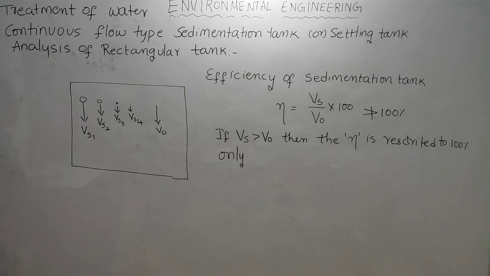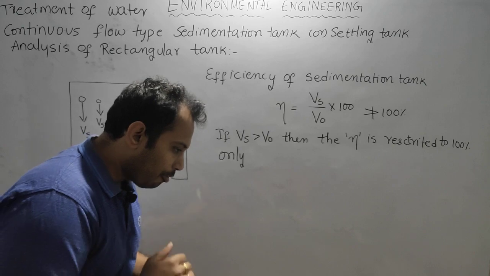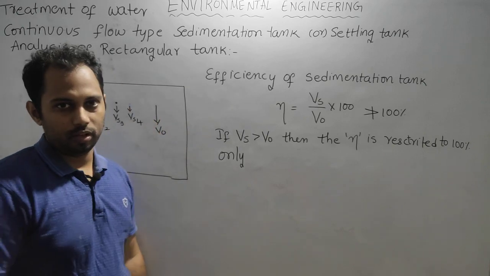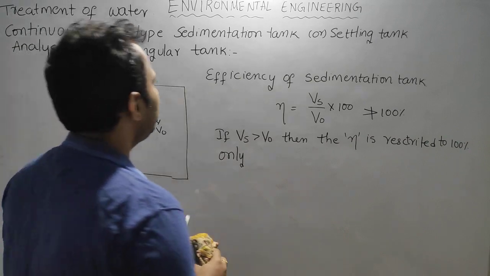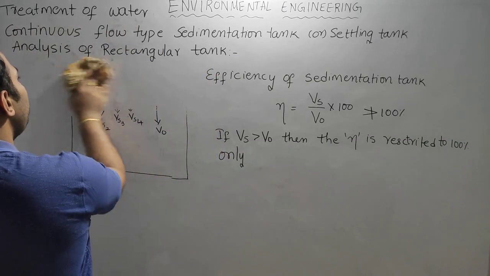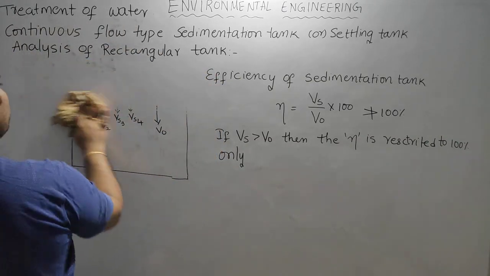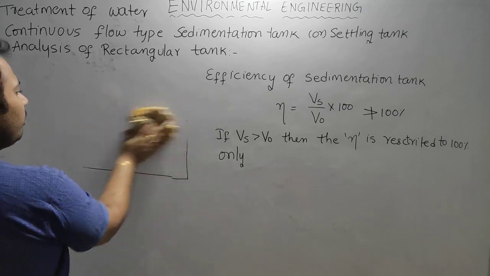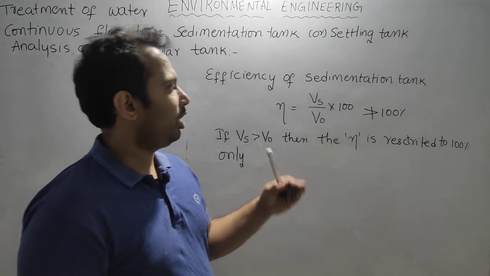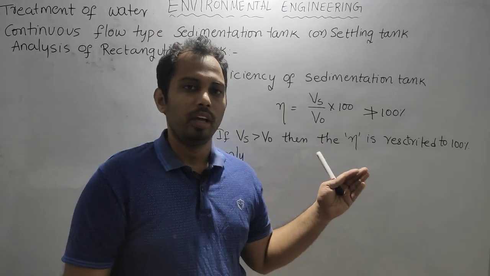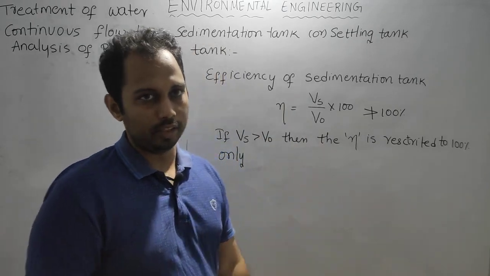So we know the formula for V0: Q by BL. Then what is the formula for Vs? Generally we determine Vs using the Stokes law concept, that is the concept of terminal velocity. How to determine Vs and how to determine the efficiency, we will discuss in the next class. Okay, thank you.